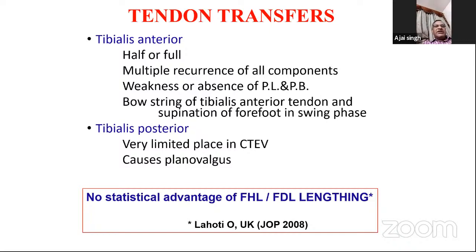The weakness or the absence of peroneus longus and peroneus brevis is the indication of dynamic supination for the tendon transfer. No statistical advantage of FHL and digitorum longus lengthening, as described in 2009 by Lohati. Next, please.